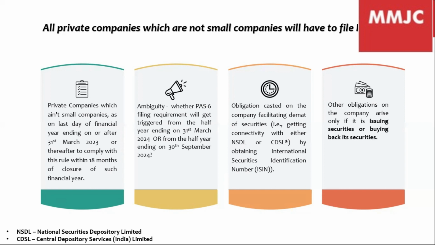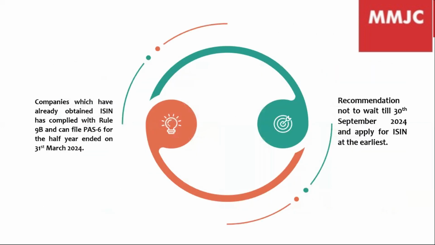Right. Even as per Subrule 1 of Rule 9B, if a fresh issue of securities is made in the time period prescribed in Subrule 2, that is, from the date of notification of Rule 9B till 30th September 2024, then such fresh issue has to be made in dematerialized form only. Therefore, many companies must have already registered themselves with depositories and obtained ISIN. So, such companies have already complied with Rule 9B. And even if no fresh issue of securities is proposed, it is still recommended that companies should obtain ISIN before 30th September 2024.